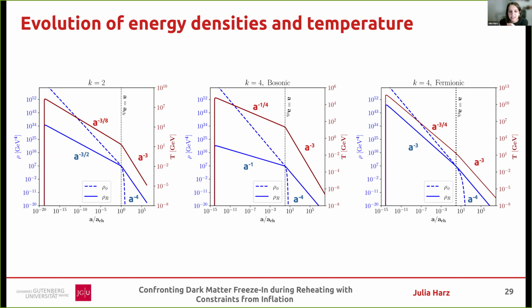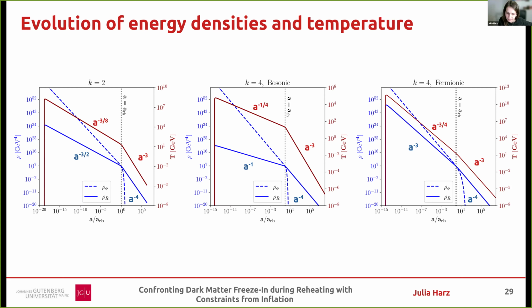Sorry. No, a_end is, so to say, the end of inflation. So basically where reheating starts is here at this point. a_end is defined with respect to inflation. And then reheating lasts until the moment where this ratio is 1, here where the energy density of the inflaton and the radiation is the same. Yeah, this is the end of the reheating process, and then the radiation era starts.